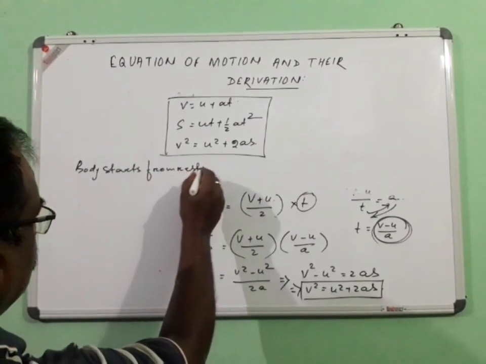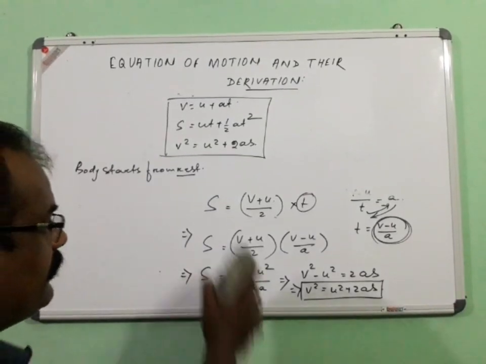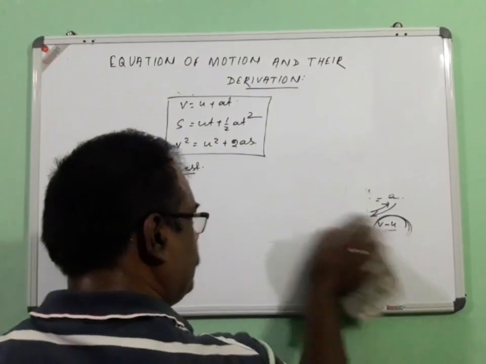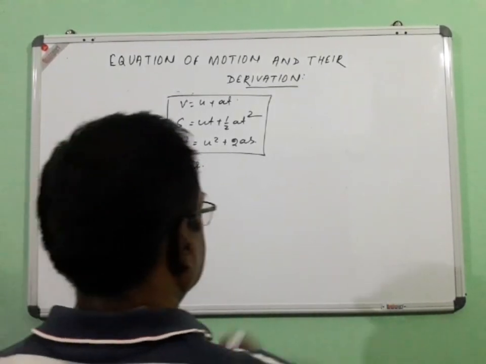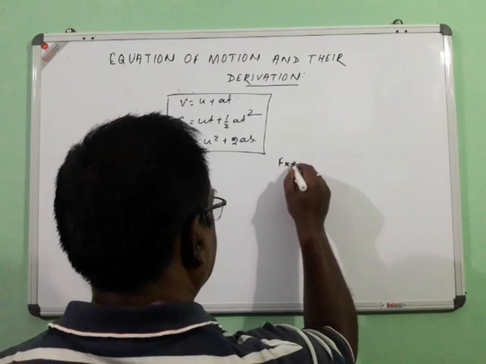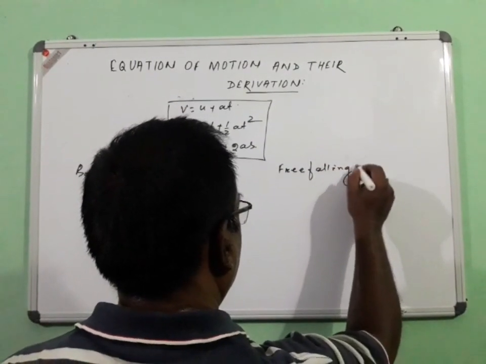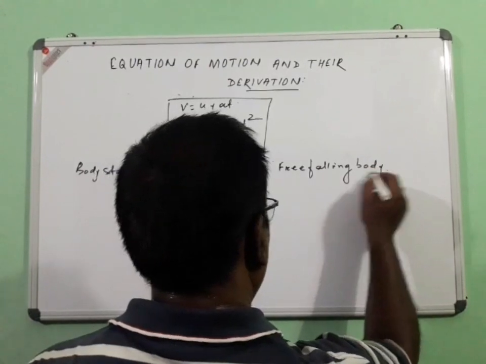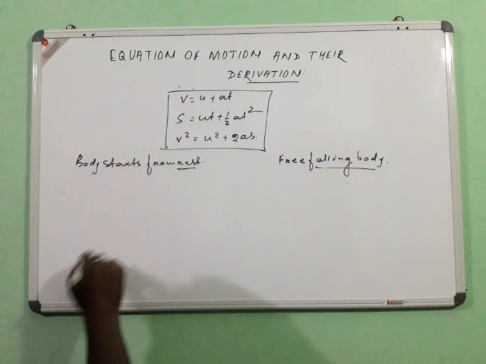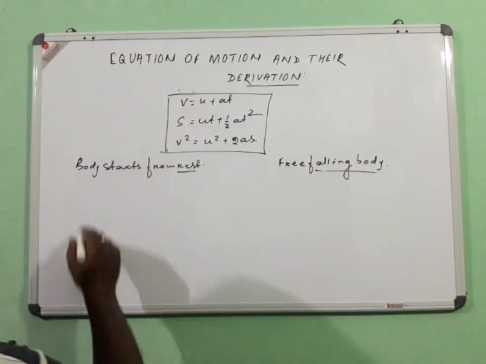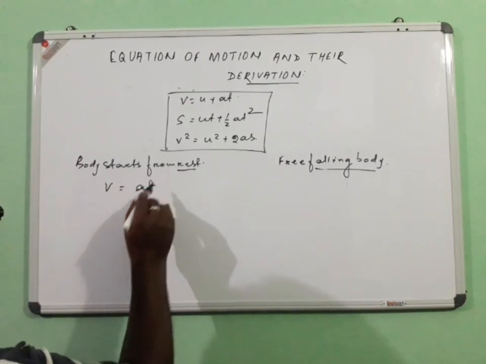And another condition is that of a free falling body, or a body either moving towards gravity or opposite to that of gravity. In such cases, let us consider that this is your free falling body. When the body starts from rest, the value of U is equal to 0, so the first equation becomes V is equal to AT.